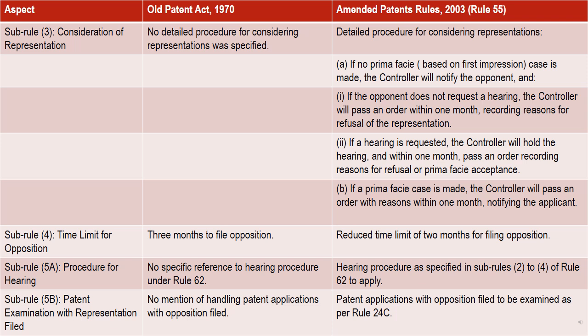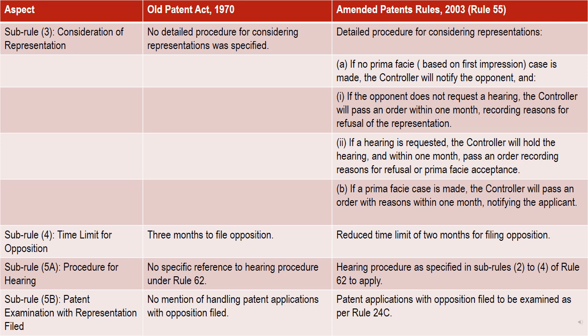Comparison with the Old Patent Act 1970. Under the old system, the older rules for pre-grant opposition were more flexible, with longer timelines, 3 months instead of 2, and less clarity on hearing procedures. There was no direct connection between opposition and the examination process. According to the new system, the new rules provide clear deadlines and structure, and link the opposition process more closely with the examination process. This helps avoid delays in handling patent applications that face opposition and streamlines the entire pre-grant opposition procedure.